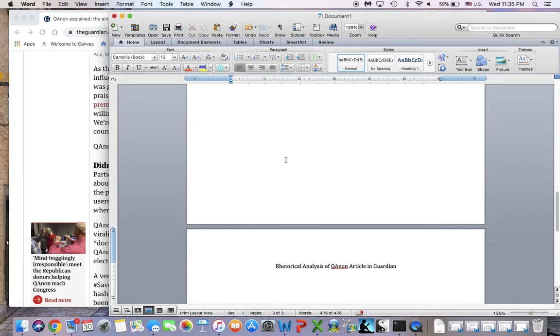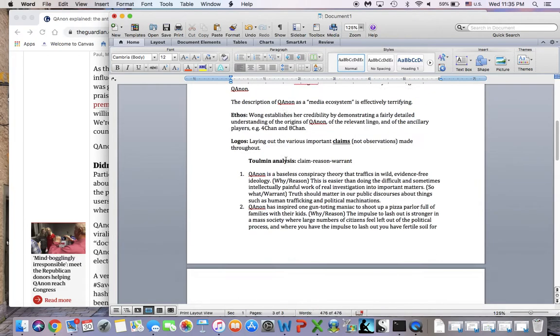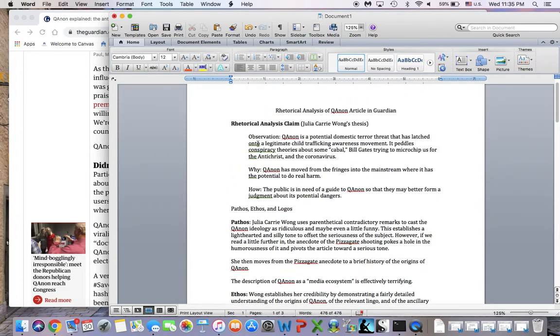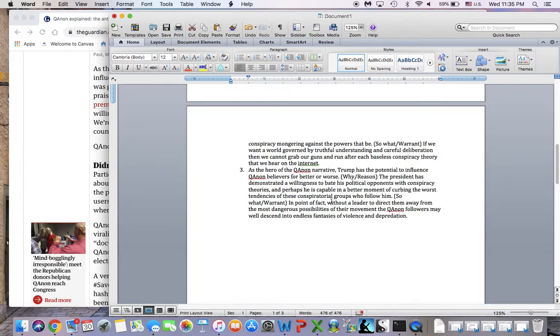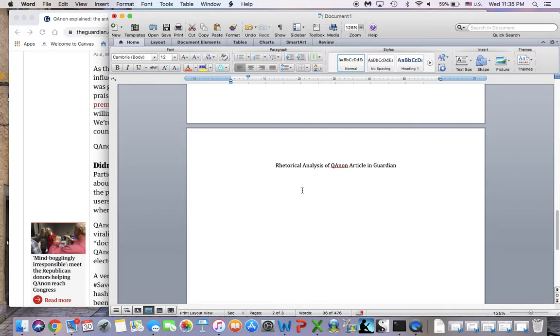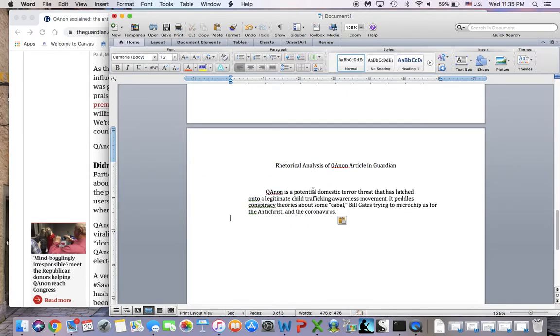All right, so we go up here and we're ready to start putting together our introductory paragraph. Remember, we just do that with our rhetorical analysis claim. So we are going to copy and paste a bunch of stuff that we've already written, and we'll just finesse it as we go. Okay. I'm going to paste that for right now. Oops, that all didn't come out correct.